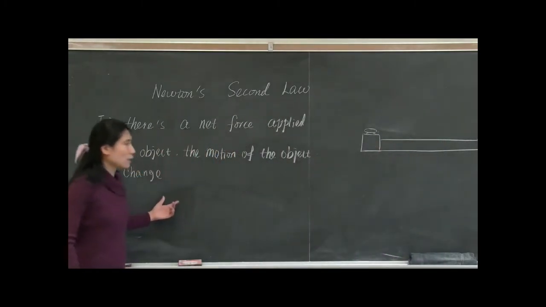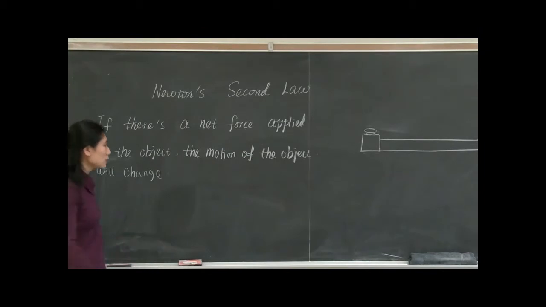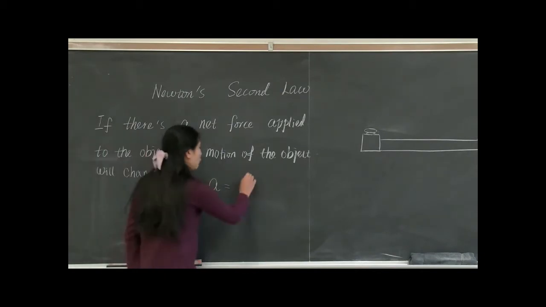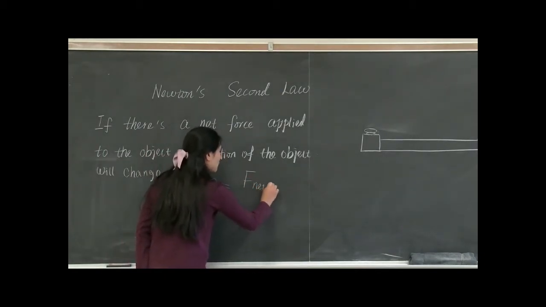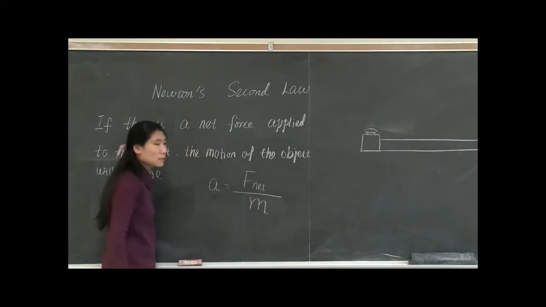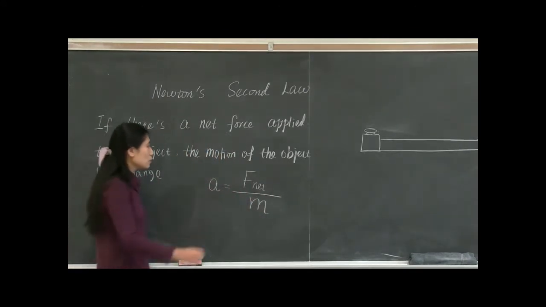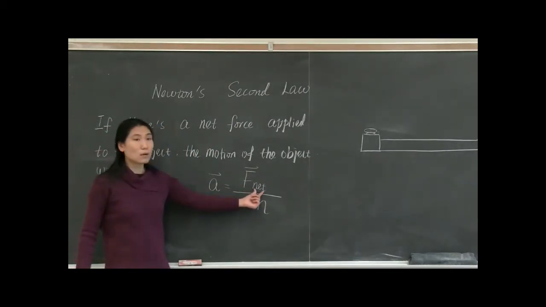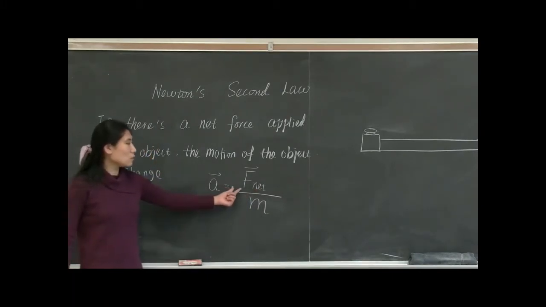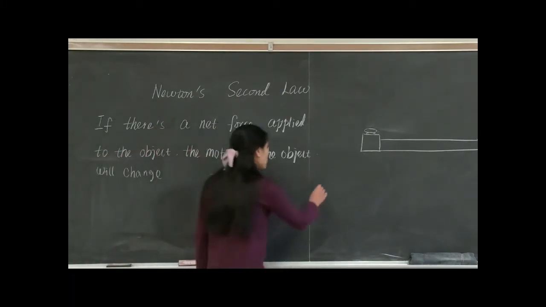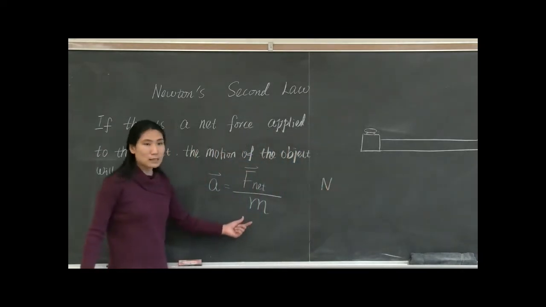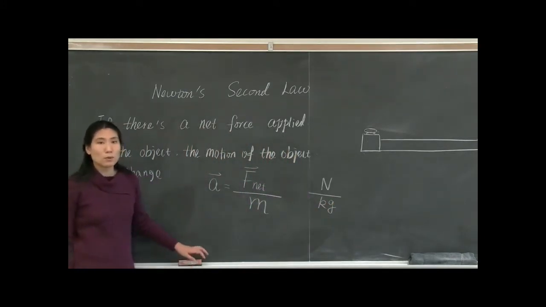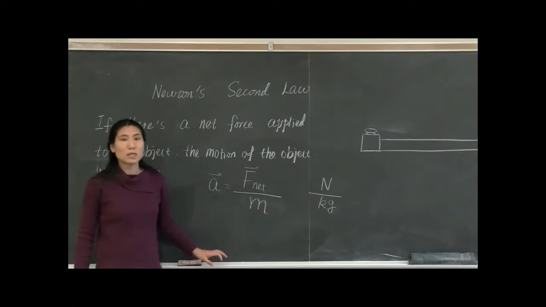If we write down an equation for this relation, Newton's second law tells us the acceleration of the object equals the net force applied on the object divided by the mass of the object. Since force is a vector, acceleration is also a vector. The direction of the acceleration is the same as the net force. Since the unit for force is Newton and the unit for mass is kilogram, the unit for acceleration is Newton per kilogram, or you can also write it as meter per second squared.